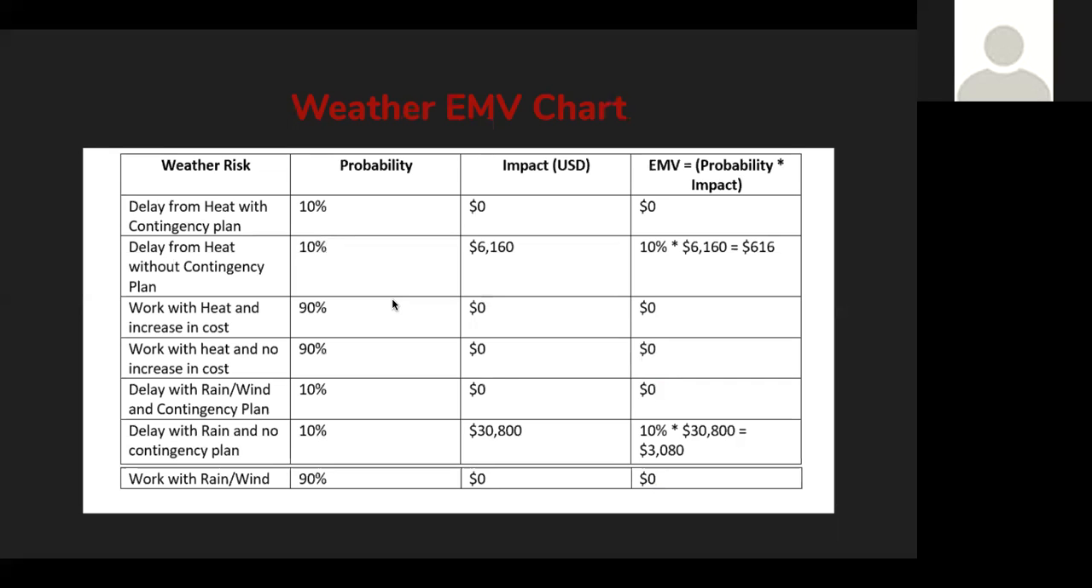Next slide. And you can see here the probability of heat and wind and rain is moderately low, but you can see that the costs can add up. So it'd be important to create a contingency plan for the off chance that you run into extreme heat or a large storm. Next slide.